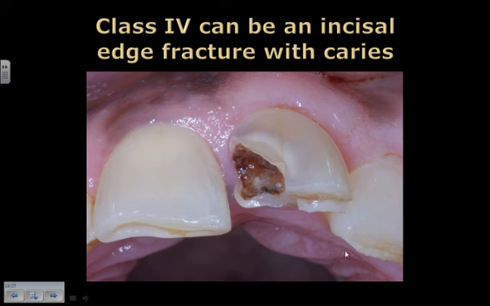And I want you to notice from this carious lesion that's undermining the enamel in the facial, look at the halo effect of the demineralization of the internal enamel, this white opacity of the tooth.